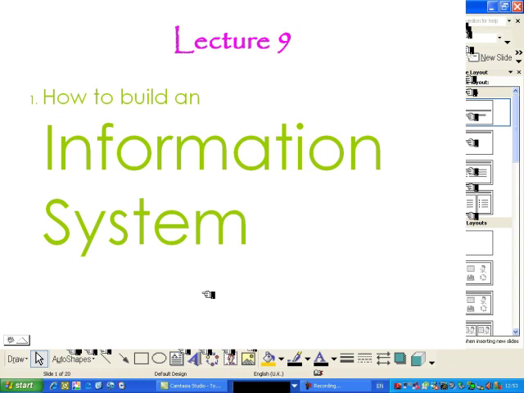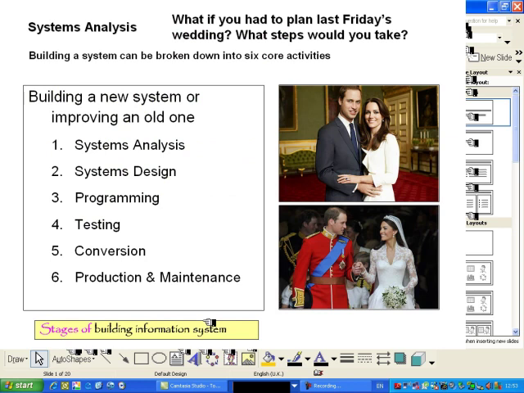Lecture number 9, which we did last week, looked at how to build an information system. We went through this. Now, if you weren't there, what we said was we want you to build a system. There are the 6 parts, although you could miss out number 5 in this particular one. Stages of building an information system.